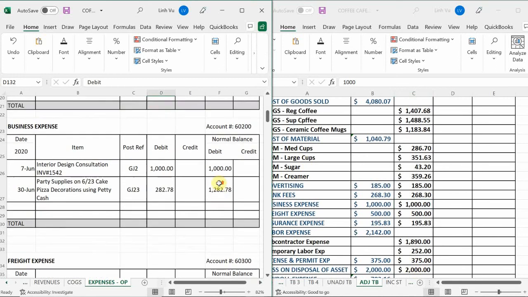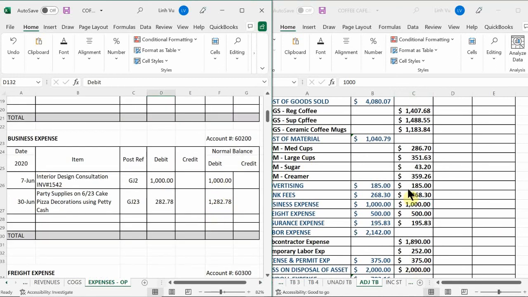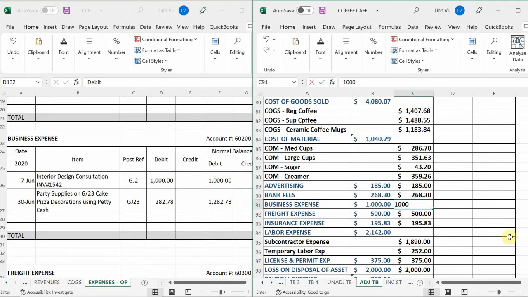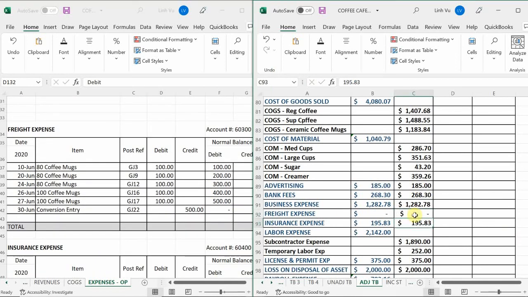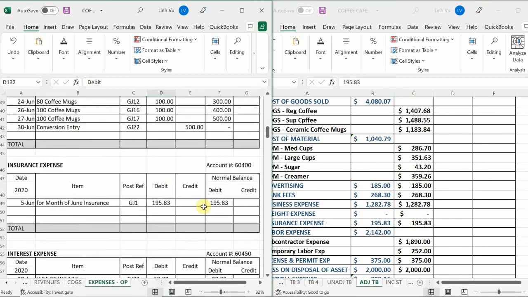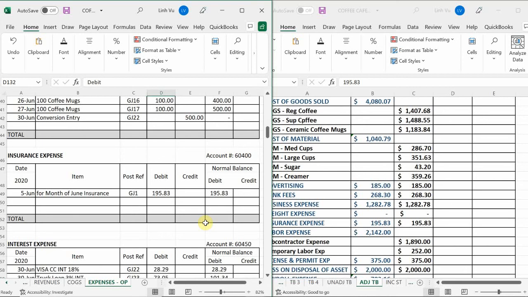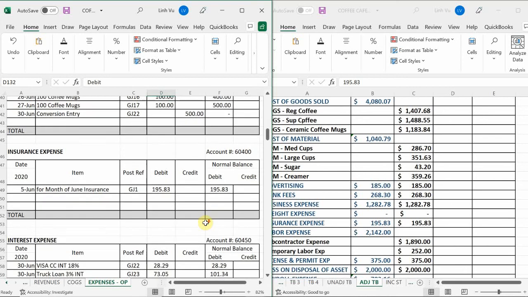My business expense has increased to $1,282.78. Okay. My freight expense is 0 because I did my periodic conversion, so I have nothing in my freight expense. My insurance expense should be the same at $195.83.